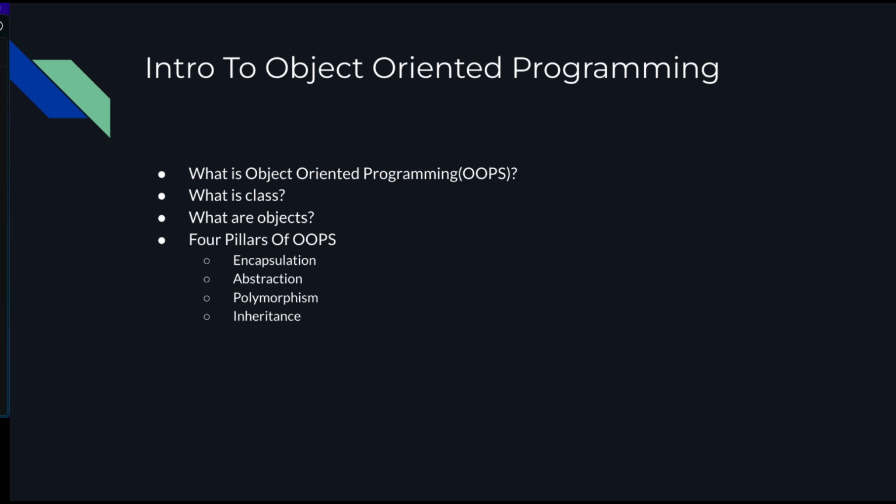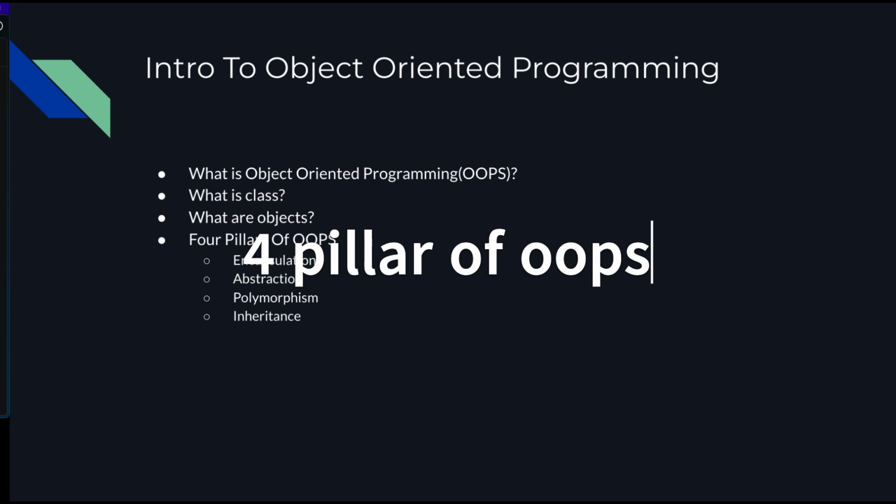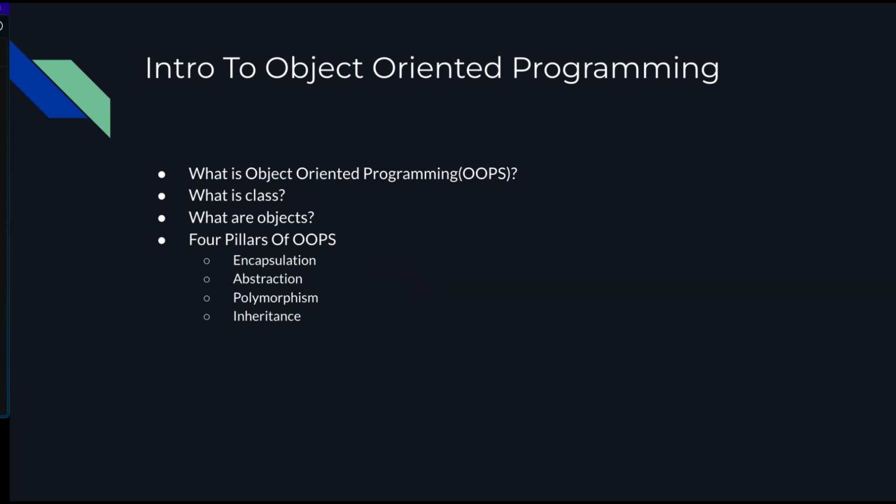Hi everyone, in this video we are going to look into object-oriented programming. We will discuss what is object-oriented programming, what is a class, what are objects, and what are the four pillars of OOPS. So object-oriented programming is basically a programming approach which revolves around the concept of objects.